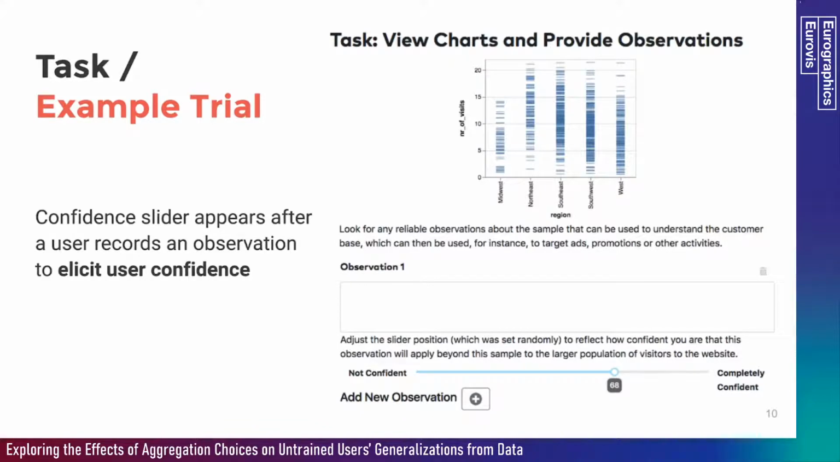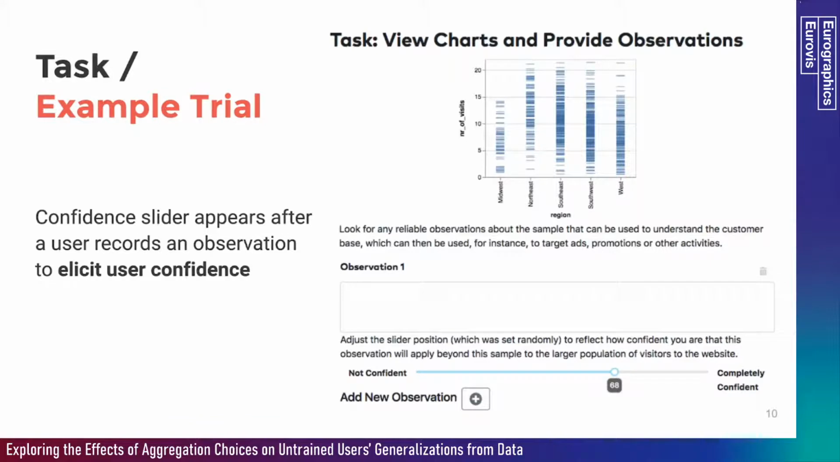For each trial, participants are given a text box to add any generalizations of the visualization they wish to report. They can add multiple generalizations, and when moving to the next trial, they are asked to report their confidence for each generalization. Participants were not paid more for their generalizations, so they actually had no incentive to report generalizations or not.